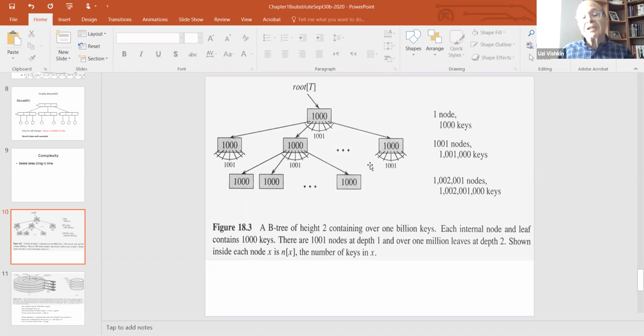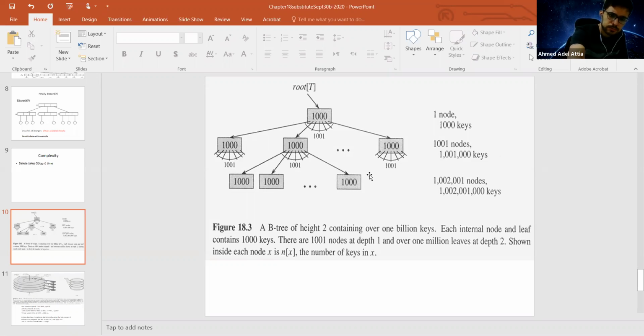Now think about the alternative. The alternative is that I were to store this tree as a binary tree. A binary tree would mean that instead of having 3 levels, I will have the logarithm of 1 billion base 2, which is 30. Is that clear to everybody? So this is the advantage.